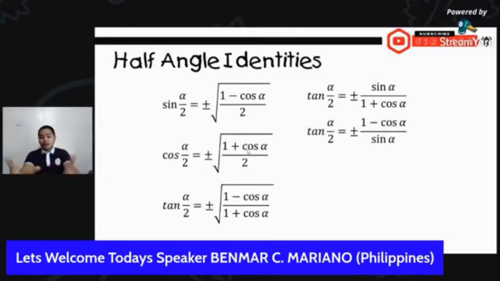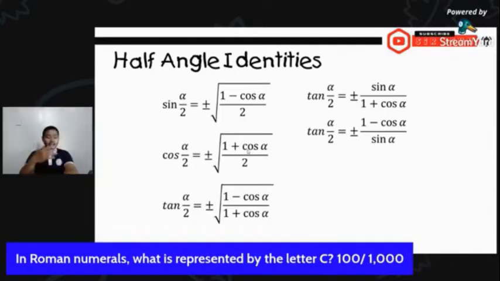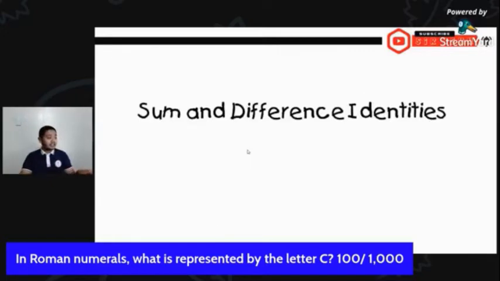Counting all of those formulas, we have 16 formulas. If you are not a math enthusiast, you will really have a hard time memorizing those 16 formulas. Now, in this webinar, the topic that I'm going to share with you is an easier, much easier way of dealing with sum and difference identities, double angle identities, and half angle identities. Okay, so let us start with this example.